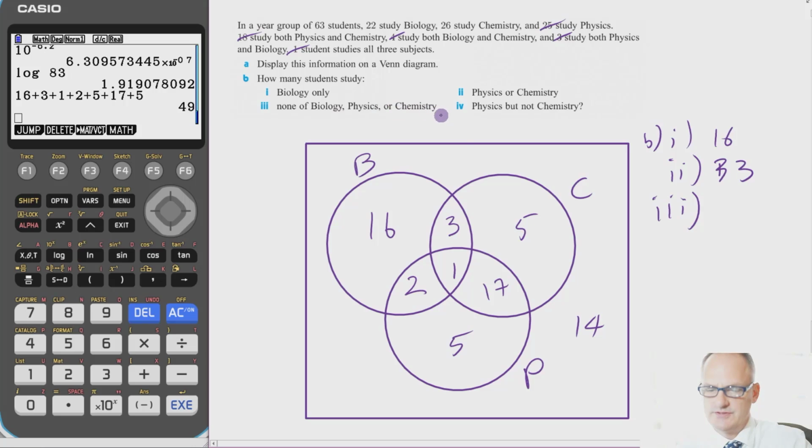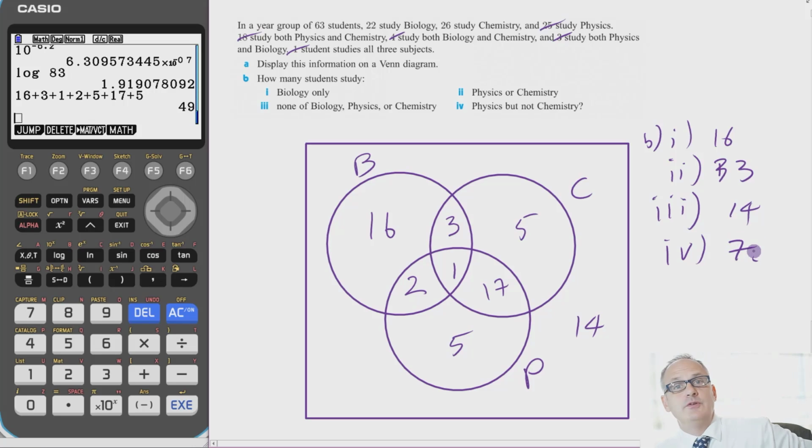None of biology, physics or chemistry: 14. Physics but not chemistry. Well, it's the 2 and the 5, so that just gives 7. Now, if you wanted to do this question with probabilities, and you want to find the probability of all of these, we just need to divide by the total number of students. So each of these answers could be just divided by 63, and that would give us all the probabilities concerned.